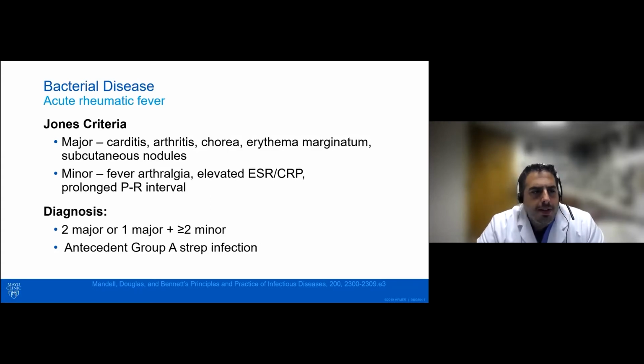Something called chorea, you'll hear Sydenham's chorea. What happens is you get this uncontrollable arm flapping. They call it Sydenham's chorea or Sydenham's dance, erythema marginatum, and subcutaneous nodules, because again, it does attack some of the subcutaneous tissue. Minor criteria are fevers, joint pains, elevated inflammatory markers, ESR, CRP, and prolonged PR interval. The diagnosis requires either 2 major or 1 major plus 2 minor or more, and a prior or recent infection of group A strep that was untreated.